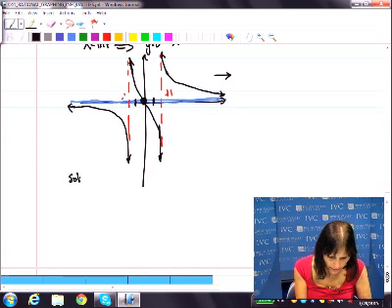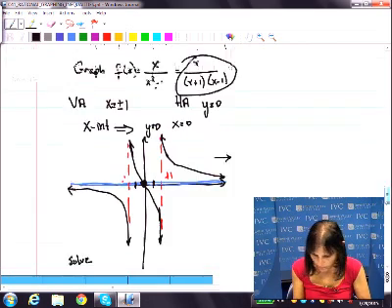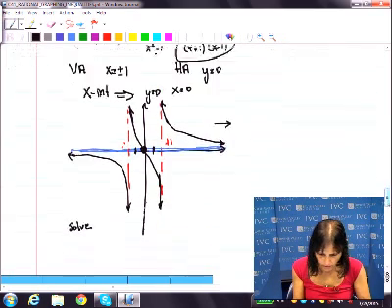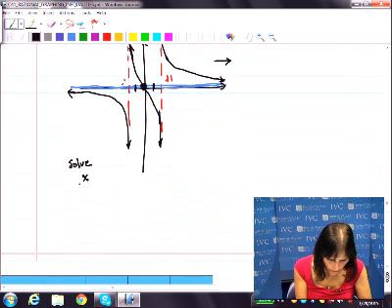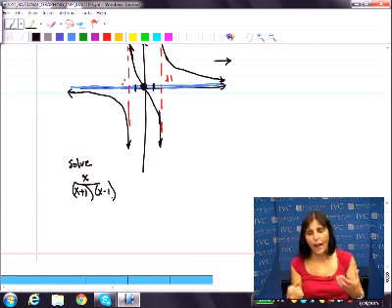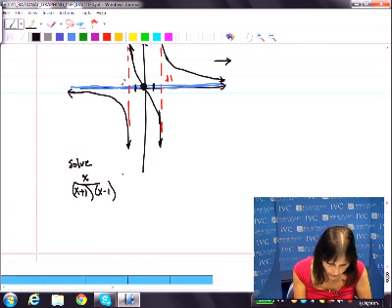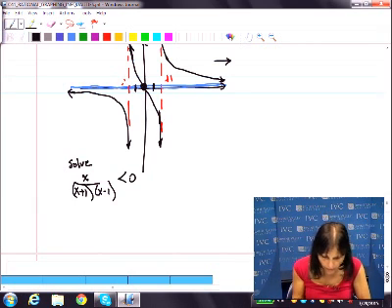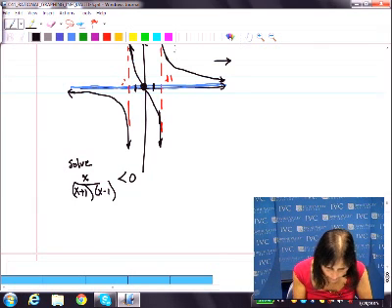solve something like this? Same problem. x over x plus 1, x minus 1. And I happen to have drawn the graph of it. What does that mean? When is this thing negative? Well, let's look at it. Where is it negative? That means below the x-axis.